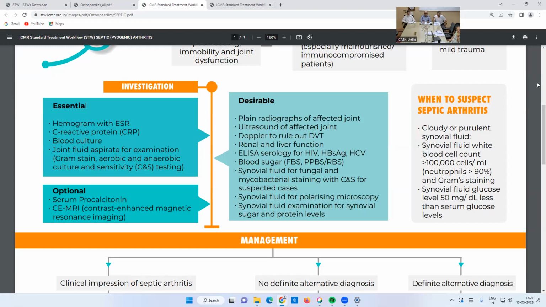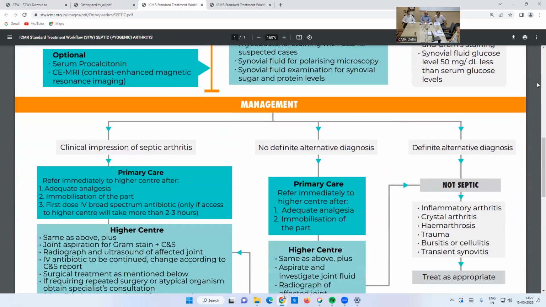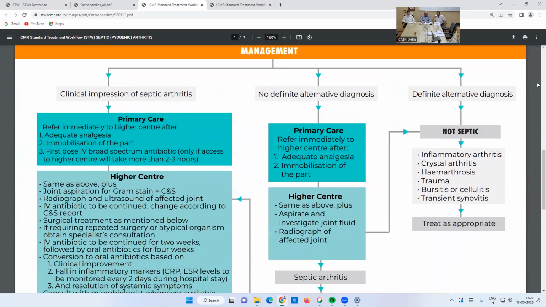So now coming on to the management part, suppose we are sitting in primary care. If the patient comes and you have a clinical history, you have an examination, and you are suspecting a case of septic arthritis, what you have to do is give adequate analgesia and immobilize the part. And if you think that the patient will take some time to reach the next center, for example 2 to 3 hours, then you can start with the first dose of IV broad spectrum antibiotic. Otherwise, there is no need of starting antibiotic if the patient is reaching the higher center directly.